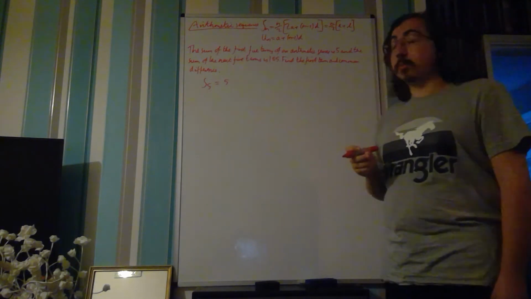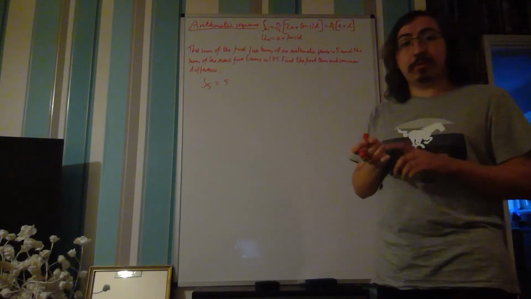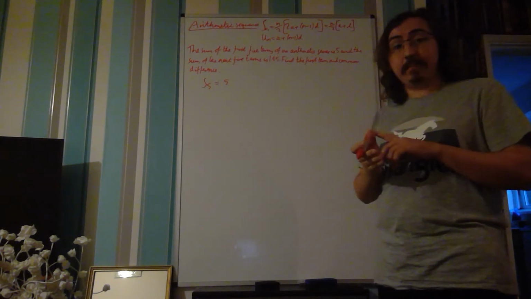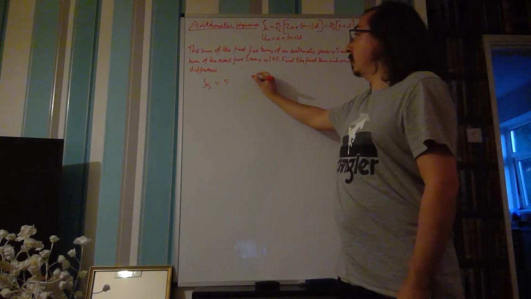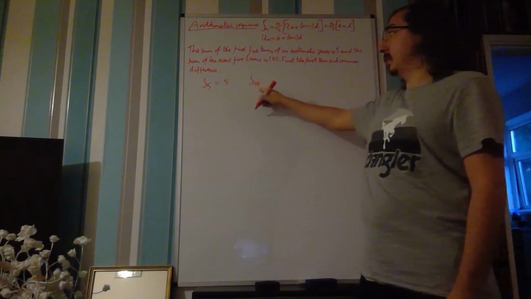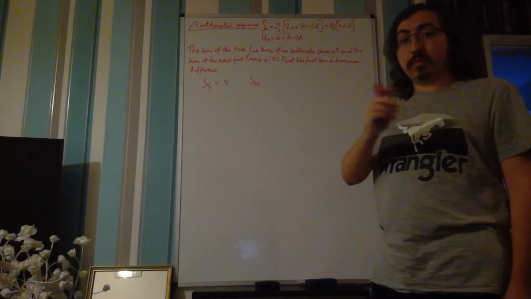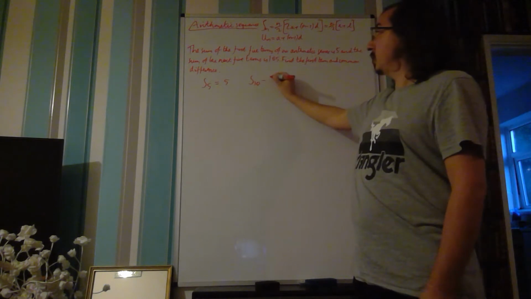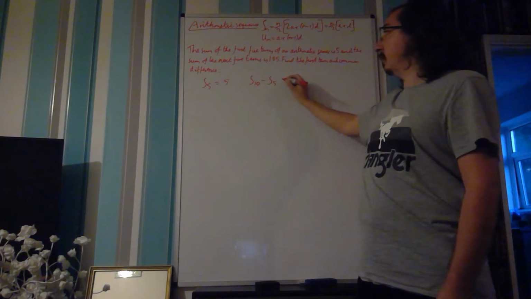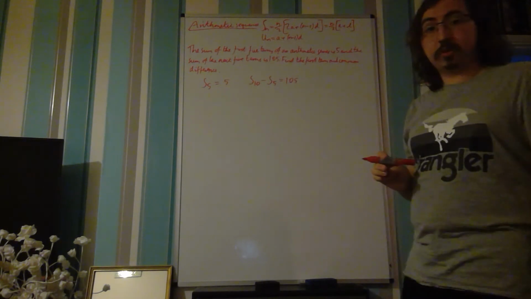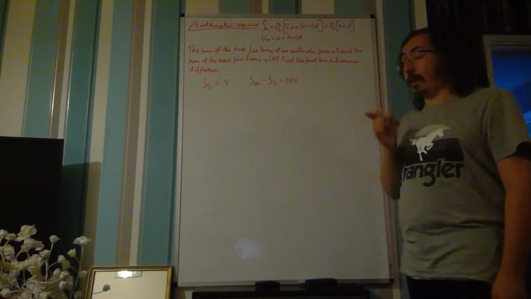If we're looking for the sum of the next 5 terms, well, we're looking for terms 6, 7, 8, 9 and 10. So we are looking up to the sum of the 10th term, but we don't want to include the sum of the first 5 terms, so we're going to subtract the sum of the first 5 terms and say that that is equal to 105.